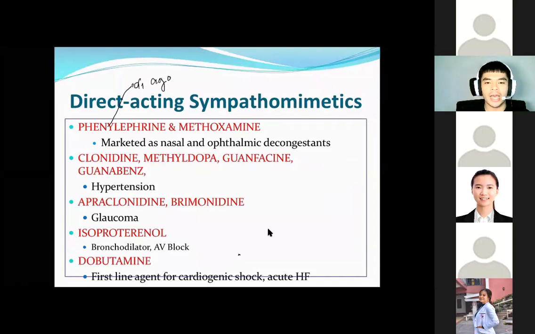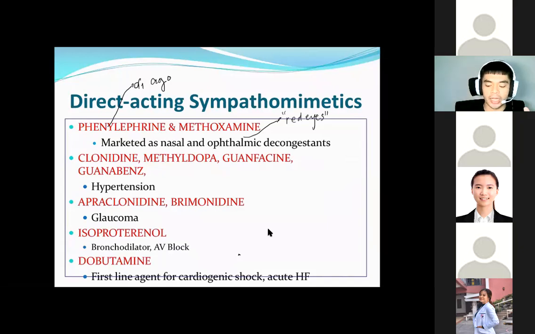Hence, they can be used as nasal and ophthalmic decongestants. As nasal decongestants, they can be used when our nose is clogged. As ophthalmic decongestants, alpha-1 agonists are usually what is used for red eyes. So if you see an eye drop for red eyes, the active ingredient there is an alpha-1 agonist. Because of the constrictor effect, cutaneous vasodilation in the eyes is lessened, so the eyes tend not to be red. That is why alpha-1 agonists are used when our eyes are red.